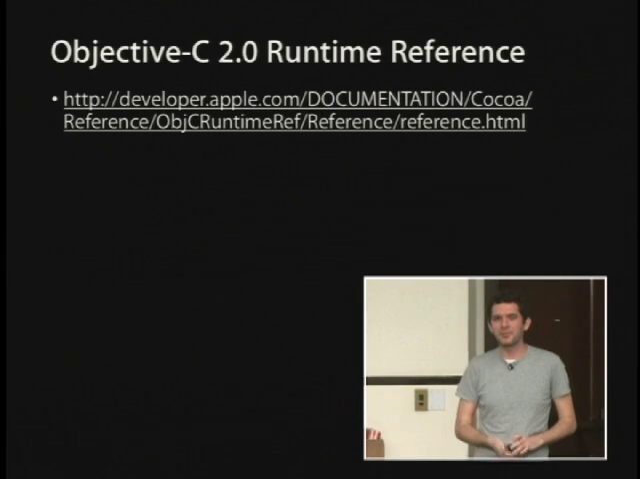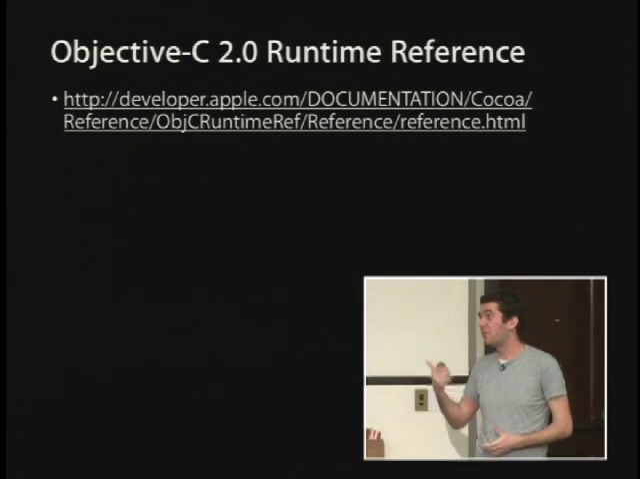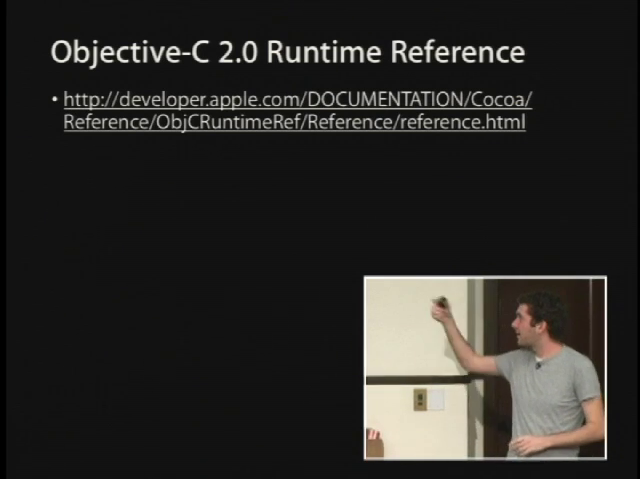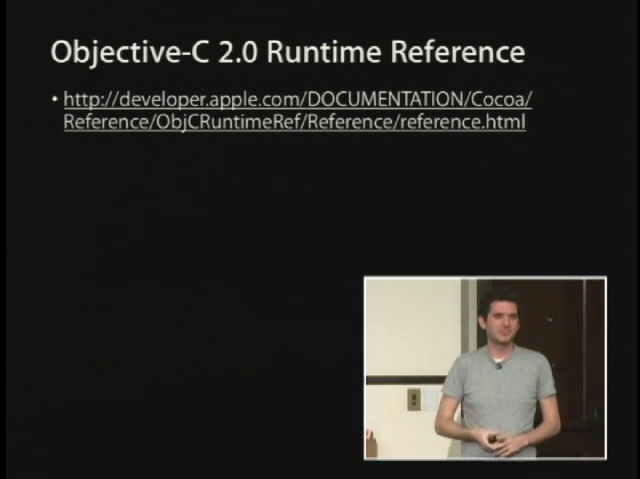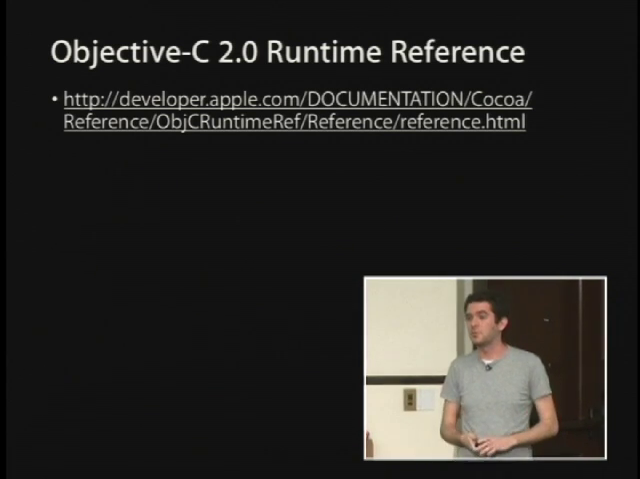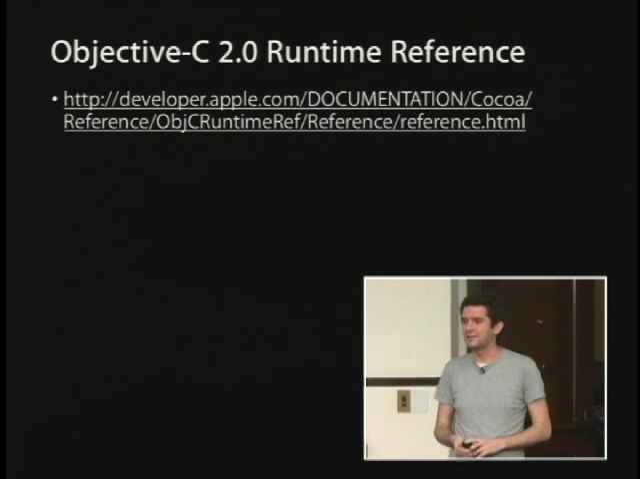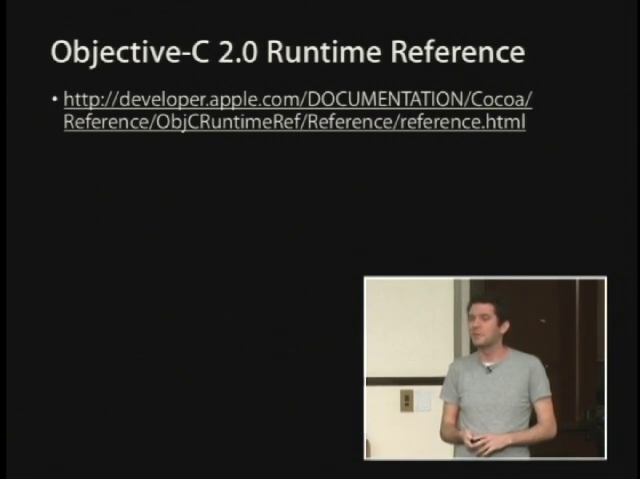So the Objective-C 2.0 runtime reference, which includes information about all this stuff, is at developer.apple.com. You can go check that out, and open up the headers. There's a bunch of other things that you can do as well. There's a lot. You can basically change anything about the Objective-C runtime that you might want to change.